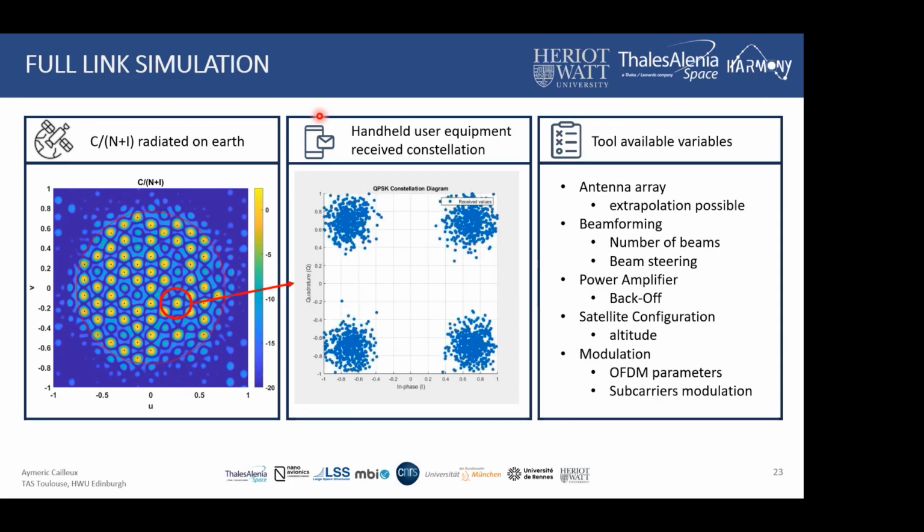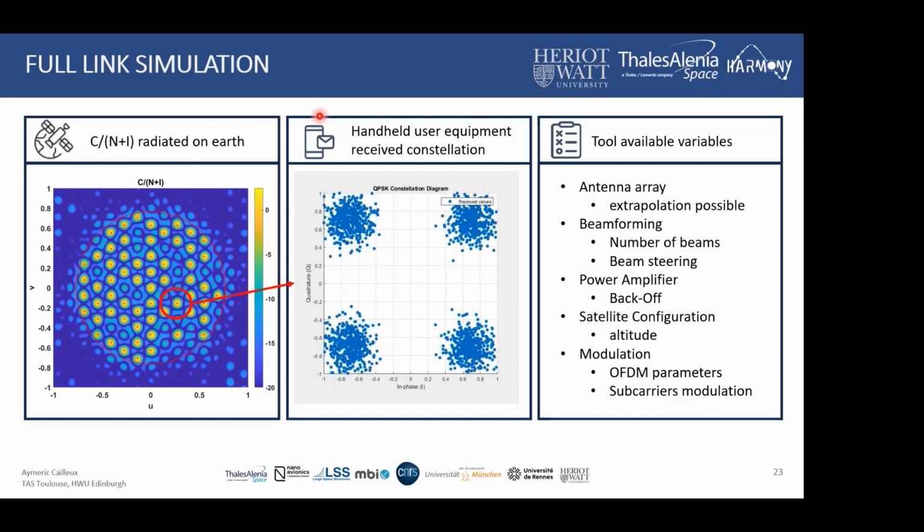And that's interesting because depending on these variables, so the antenna array size with possible extrapolation, the beamforming with the number of beams, beam steering, the backoff of the power amplifier, and then the modulation parameters, when we apply all these variables to a specific satellite configuration, like its altitude, for example, we are able to assess if our trade-off makes sense.